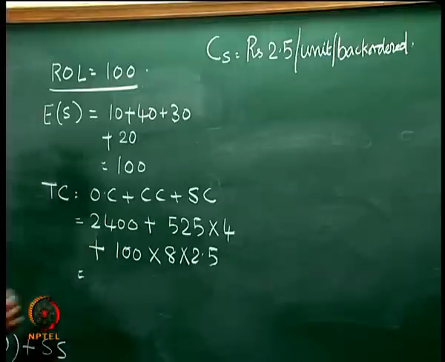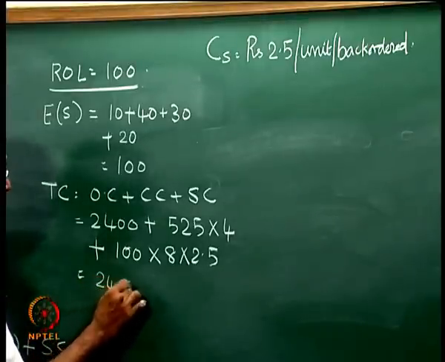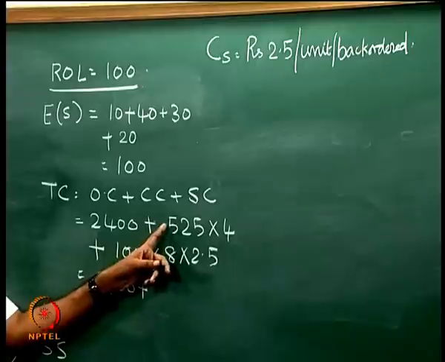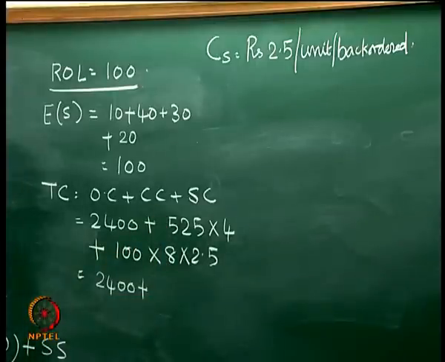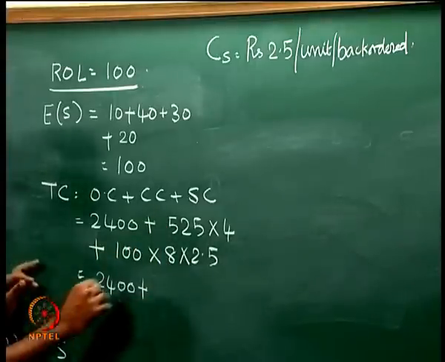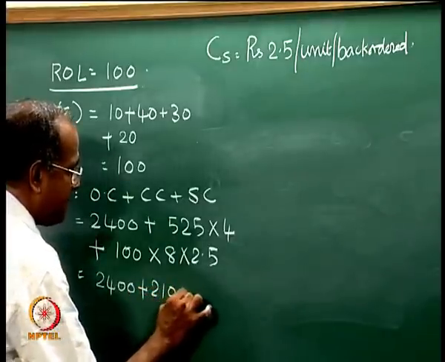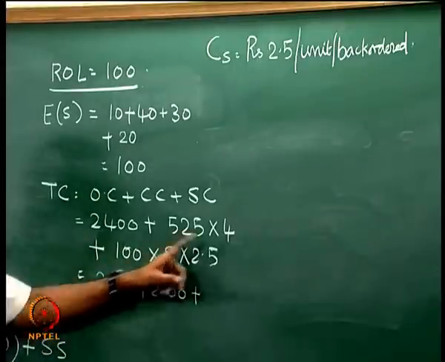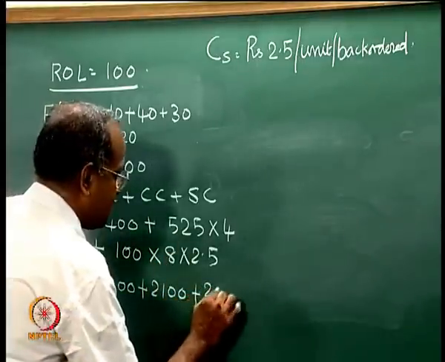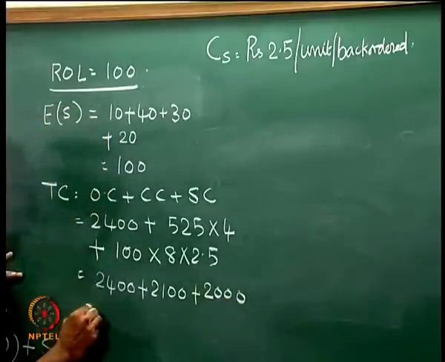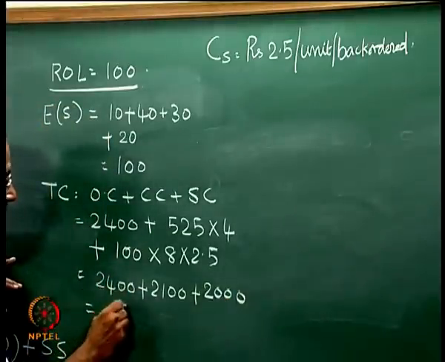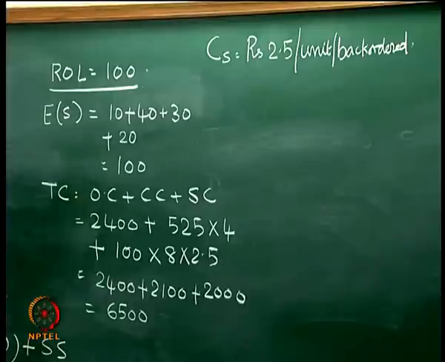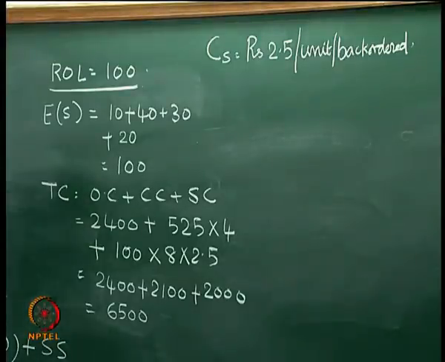So, this is 2400 plus 525 into 4 is 2100 plus 800 into 2.5 is 2000, this is 6500 is the total cost. Now, let us do one more computation.